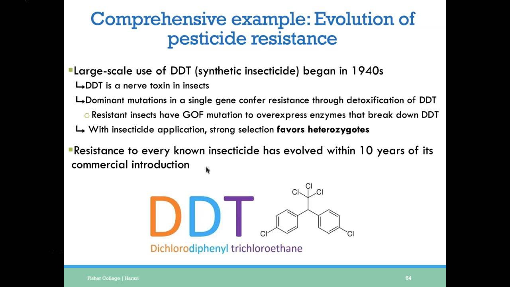And regardless of the type of insecticide, resistance has evolved within 10 years of its commercial introduction. So within 10 years of DDT, insects started becoming resistant. Then the new one came out, then they became resistant. We see this the same in bacteria with antibiotics. Right, within a few years of making a new antibiotic, bacteria acquire resistance to that antibiotic.